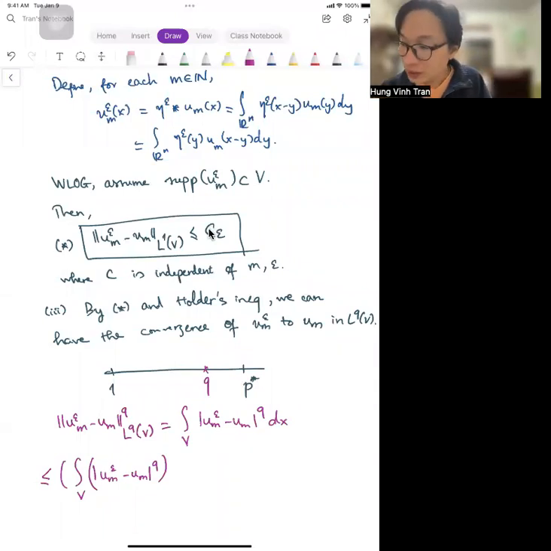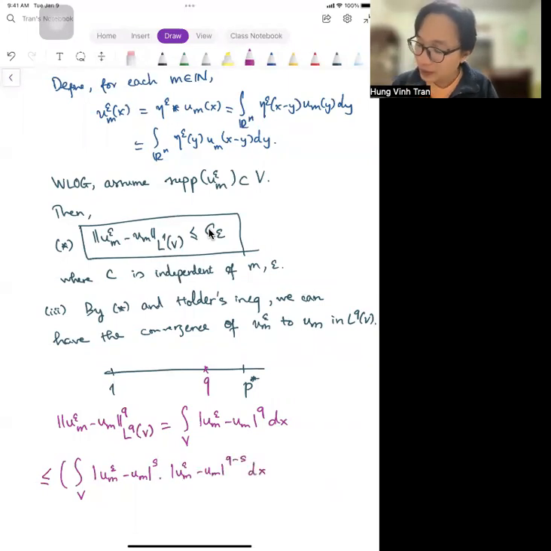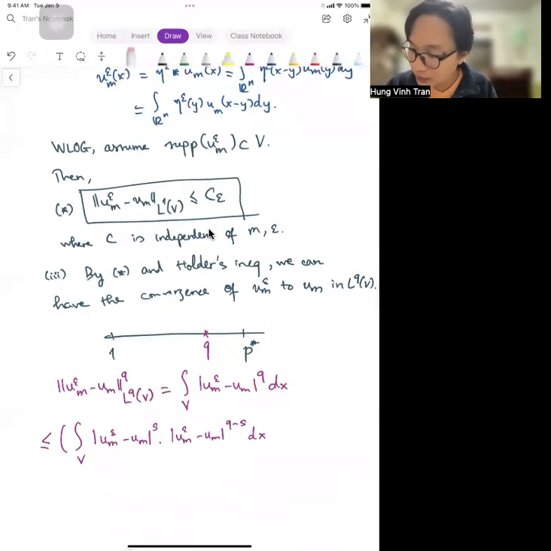Okay, maybe let me write this way so that it's less tedious. I'm going to write the integral of |u_ε^m − u^m| to the power s, multiplied with |u_ε^m − u^m| to the power q − s, dx. I'm going to use the Hölder inequality here, and s is what is to be determined. This is less than or equal to the integral over V of |u_ε^m − u^m| to the power s.